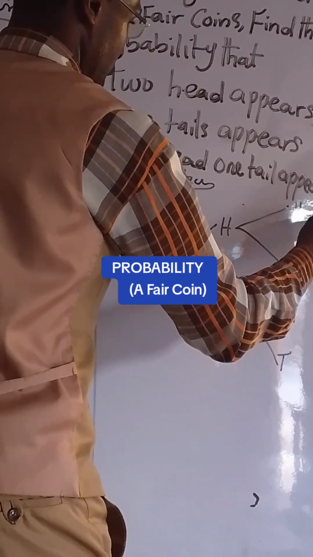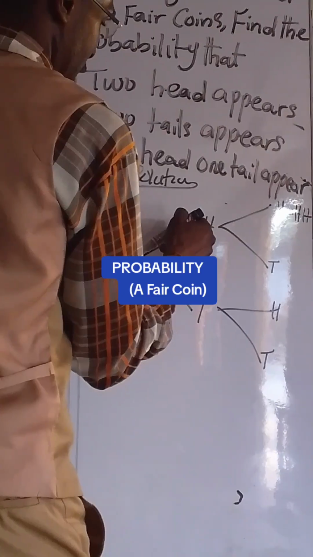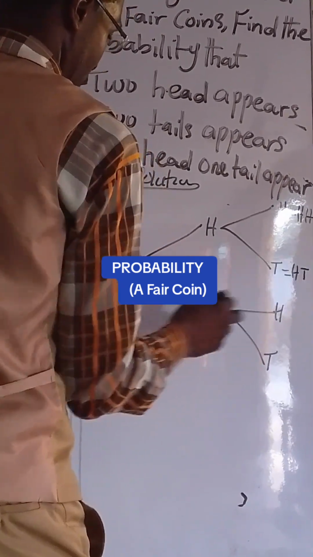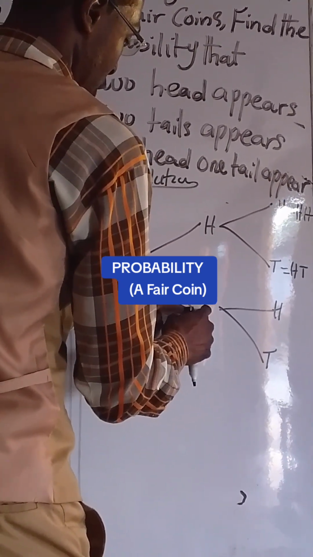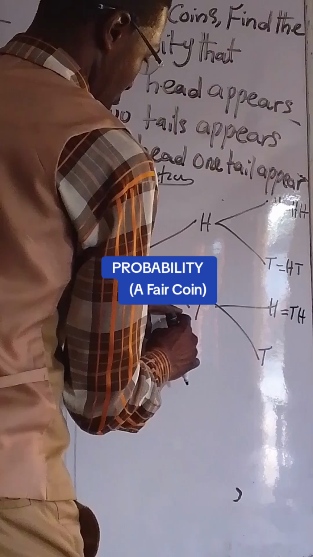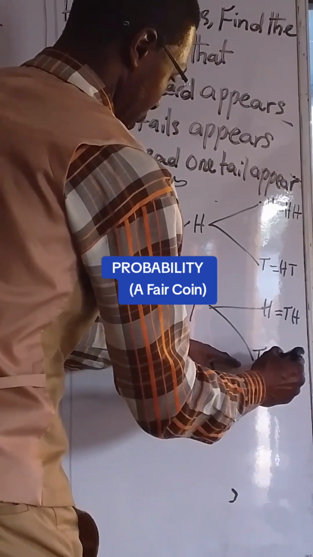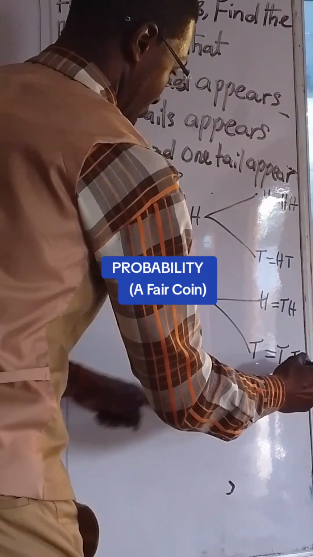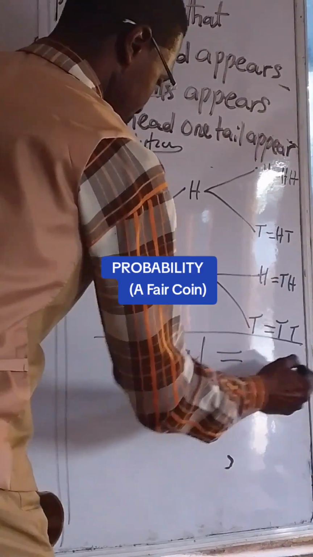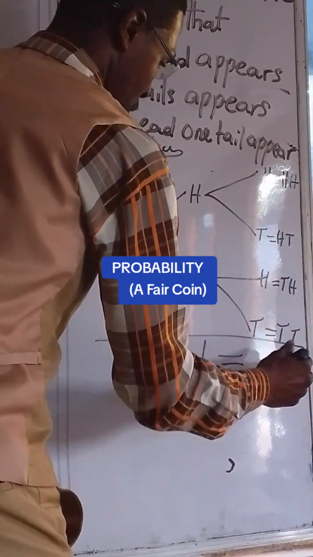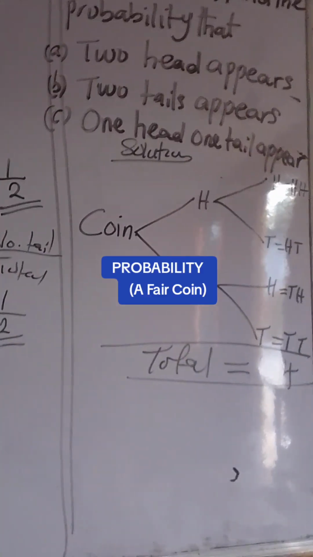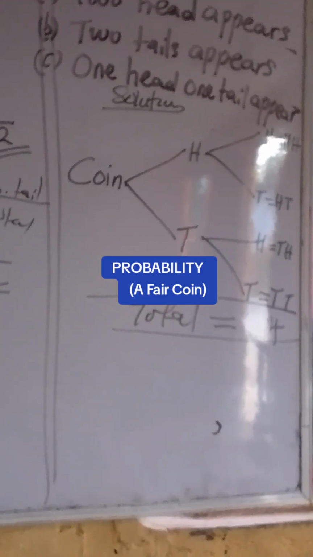Now, how can we get head plus head? This is head, and the next one is head, so it goes head, head. Then we come to this place: head, tail. Then tail, head. Then tail, tail. If we total everything, 1, 2, 3, 4, the total is 4. Why? Because it is twice, 2 times.